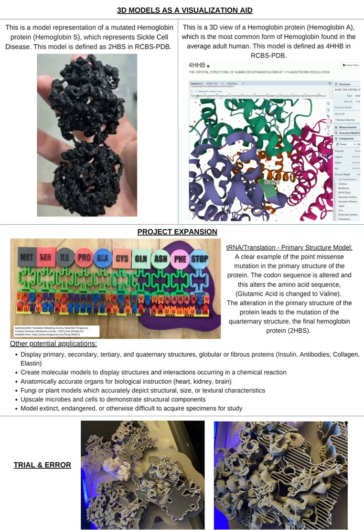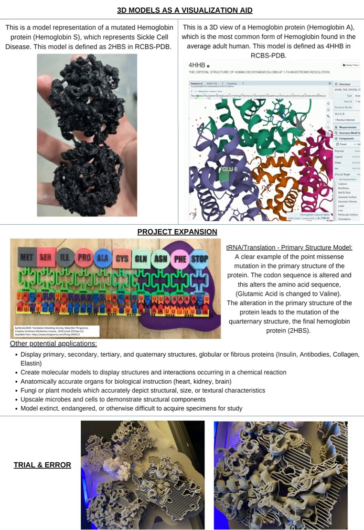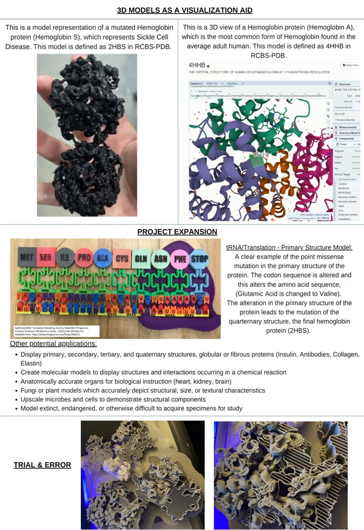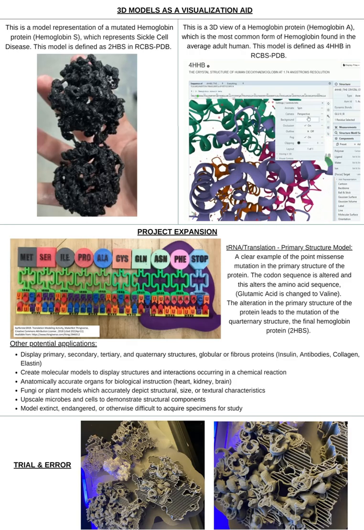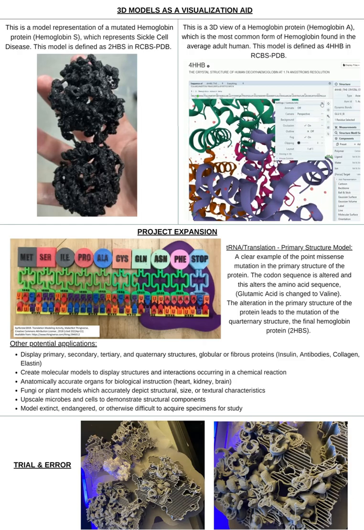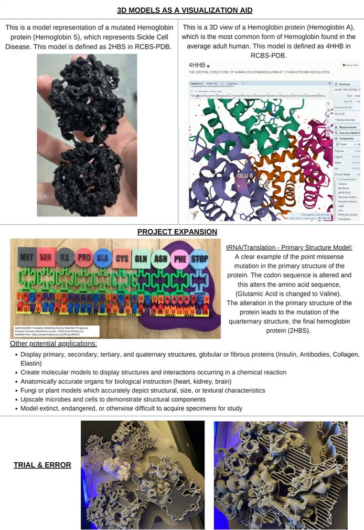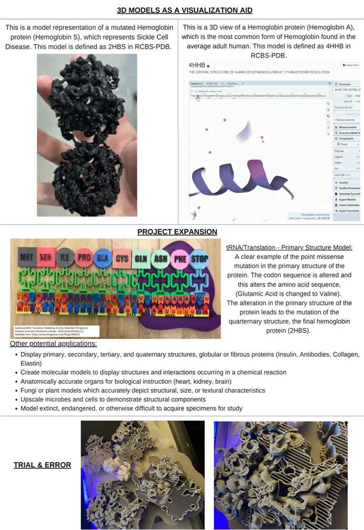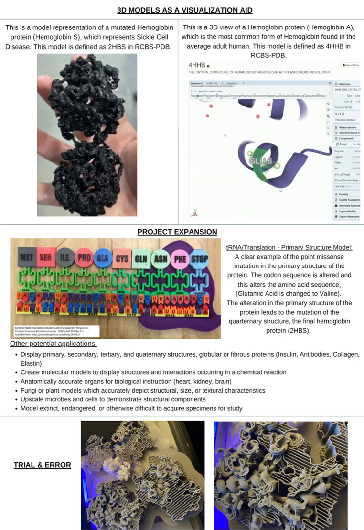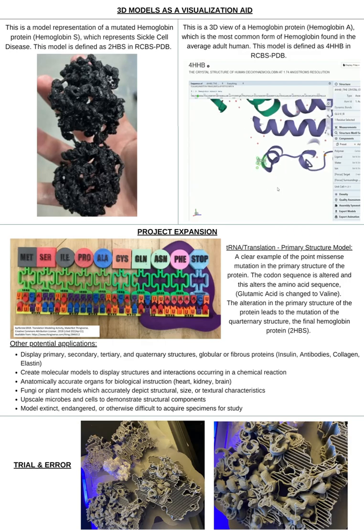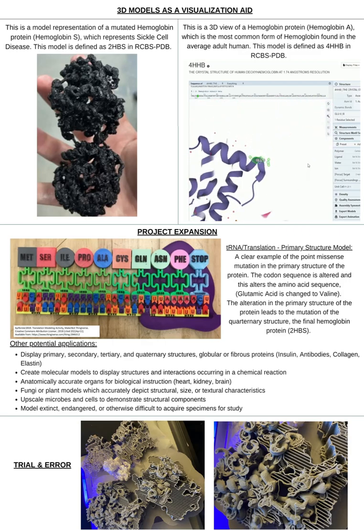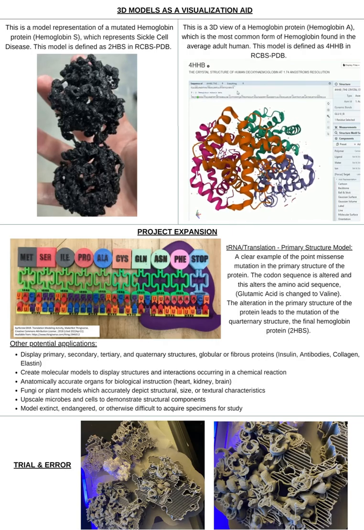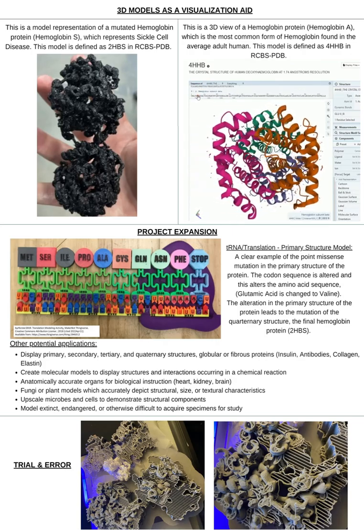On the left, you will see a model representation of a mutated hemoglobin protein, hemoglobin S, as we saw in the video above. This handheld model can provide a very clear visual of what sickle cell disease looks like in a hemoglobin. Here we can see the elongated fibers caused by the hydrophobic reaction that occurs in hemoglobin S, or 2HBS. To the left, you will see a video of hemoglobin A, which is the most common form of hemoglobin found in the average adult human. This model is defined as 4-HHB in the RCSB protein databank.